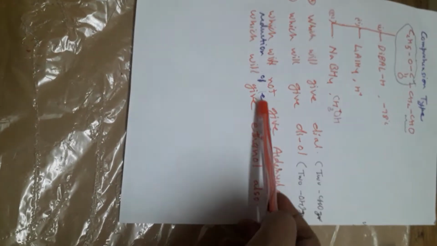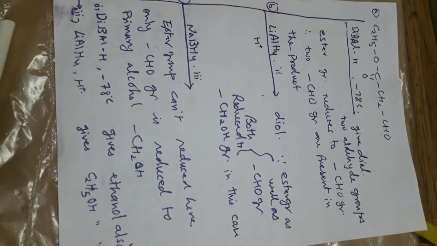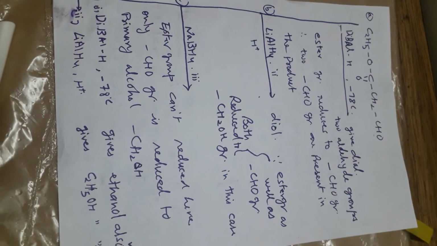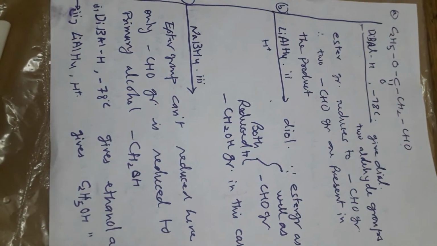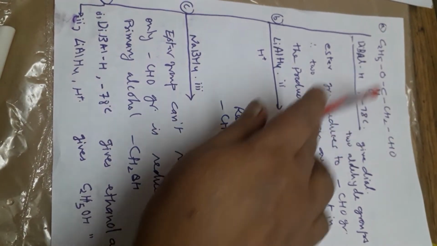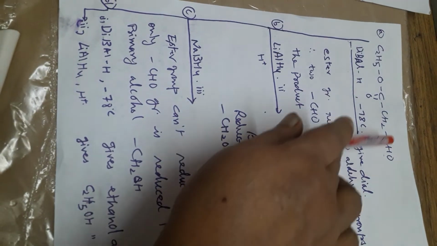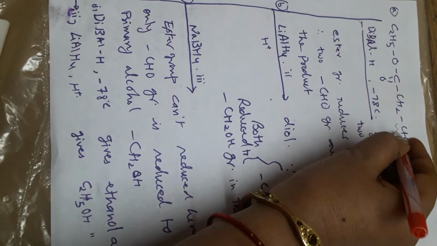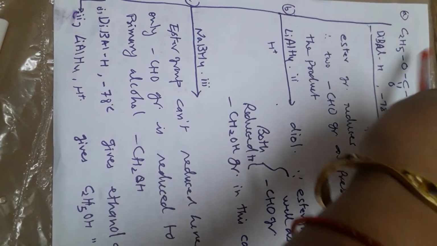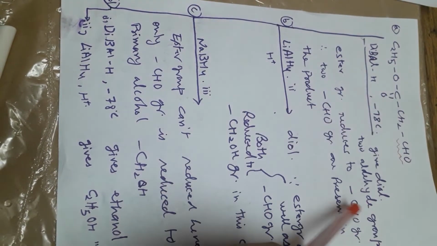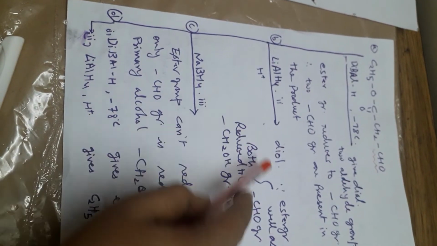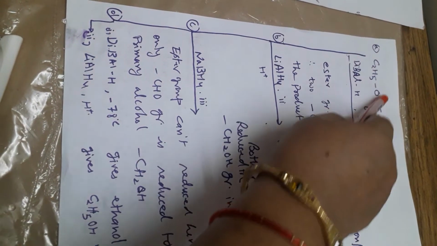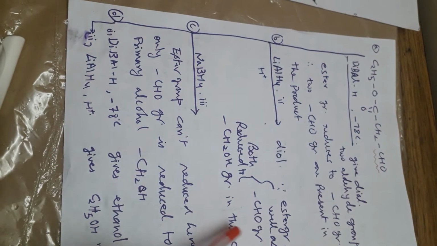I have asked you 4 questions. I have written these answers separately. Previously I told you how they are reducing, and now I am summarizing the whole concept. Clear? DiBAl-H reduces this ester group into aldehyde. So one CHO group is already present over here, and this ester group is also reduced into CHO. So we will get a diol. We have discussed this earlier. Now LiAlH4 with H positive reduces this ester group into alcohol and this into alcohol. So we will get a diol.